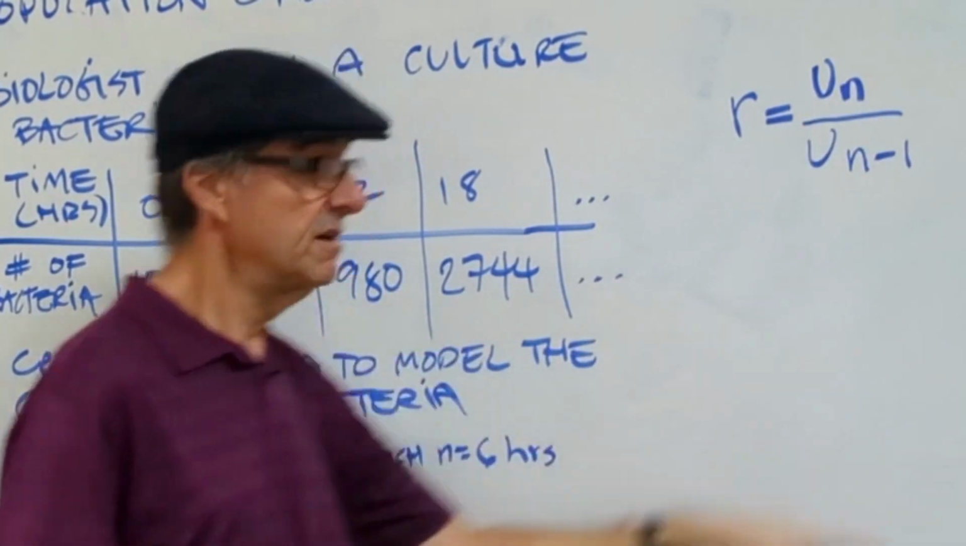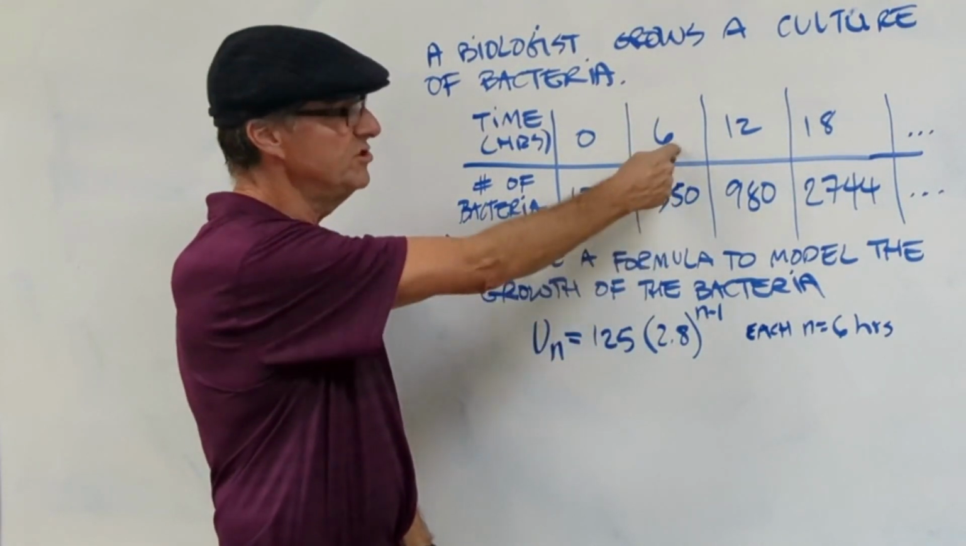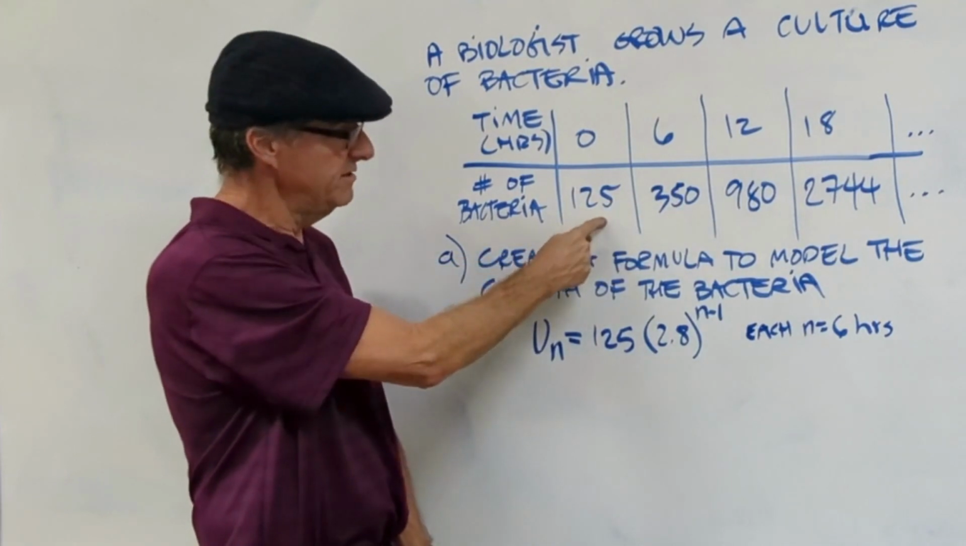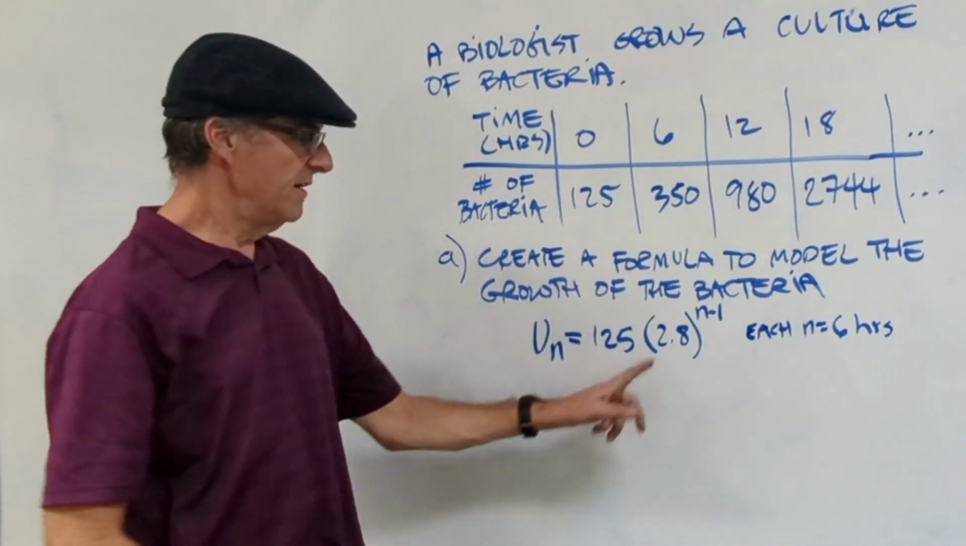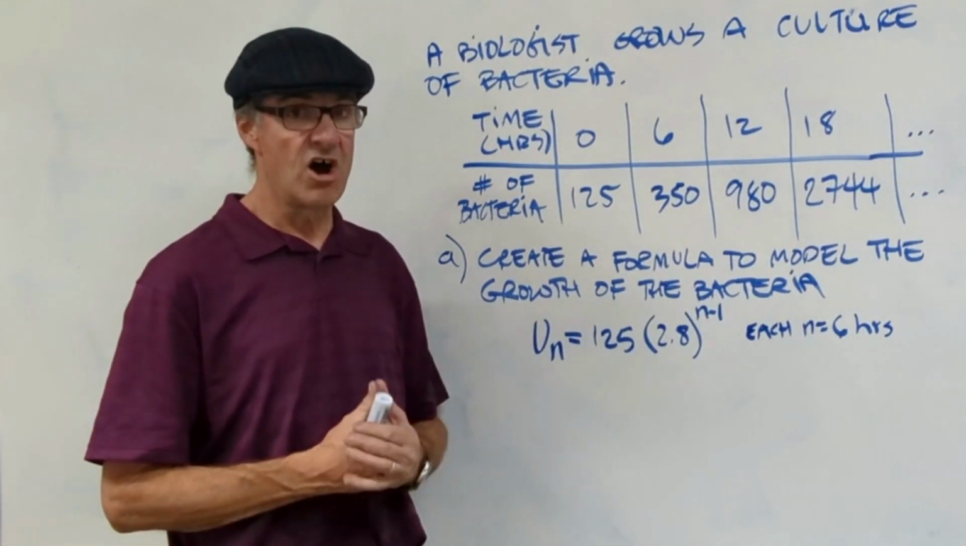So what I did, I just took u2 divided by u1. 350 divided by 125 gives me my 2.8. So if you know two adjacent terms, you can always find r.